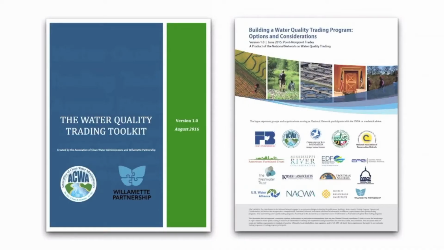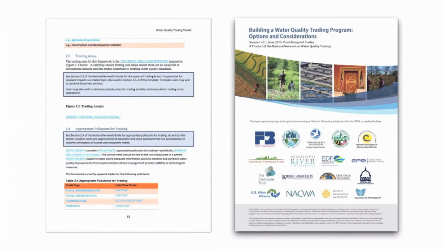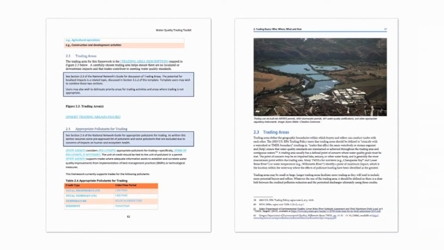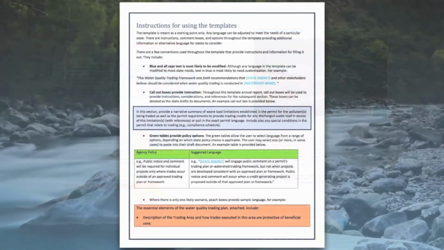There are a suite of conventions used throughout the toolkit to make it easy to customize. Remember that the templates are organized to be used along with the National Network on Water Quality Trading publication, Building a Water Quality Trading Program, Options and Considerations. So, for example, when you get to trading areas in Section 3 of the template guidance, you can look to Section 3 of Building a Water Quality Trading Program to find some background on the topic, options, and examples of how to address it. Now to the conventions.